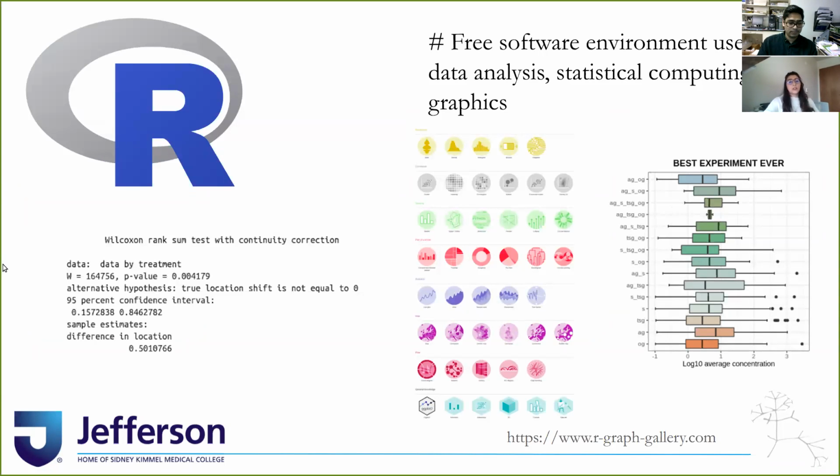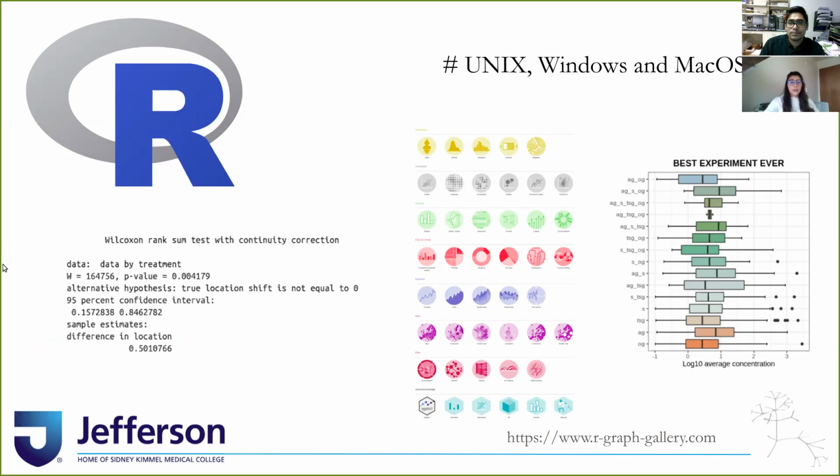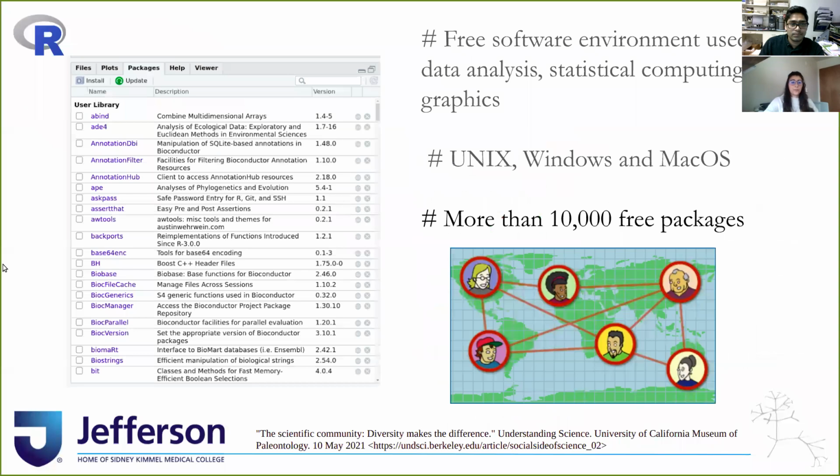So what makes R so special? For a start, it's a free software environment used to do data analysis, statistical computing, and several graphics. It can be used in several operating systems, such as Unix for the ones that use Linux, it can be used in Windows and Macs, and is supported by the R Foundation for Statistical Computing. Also, R has more than 10,000 free packages, meaning that there are a lot of people around the globe who are writing code and contributing functions, packages, and libraries to make our lives easier.